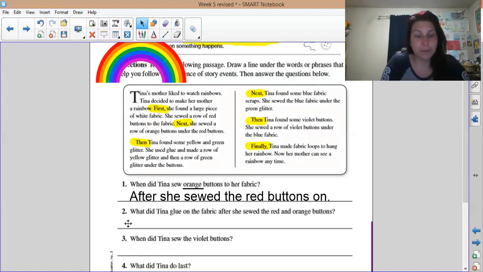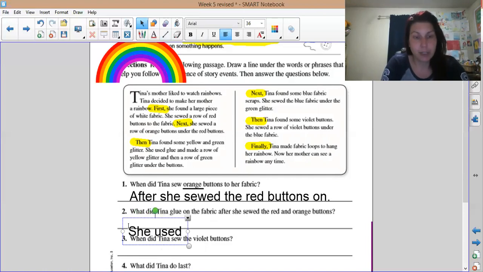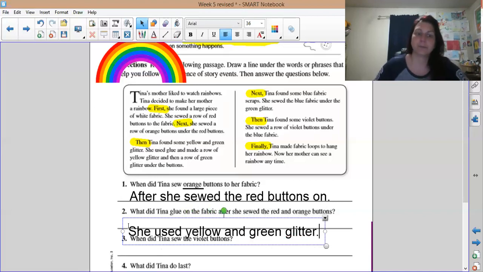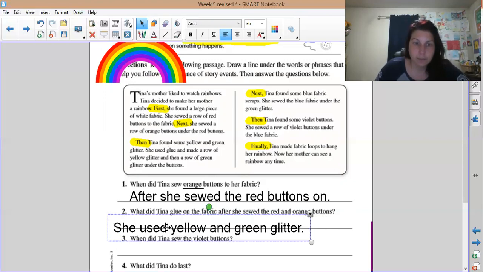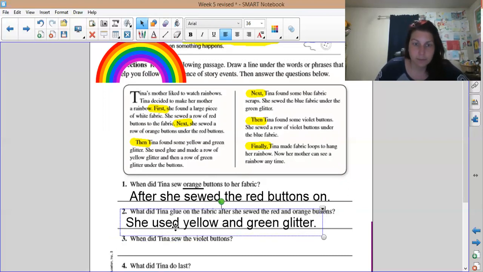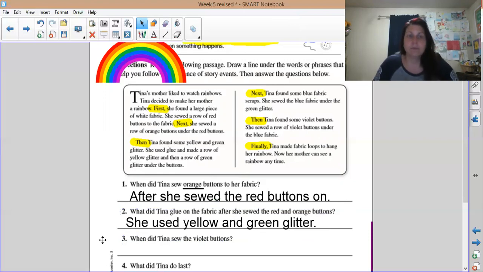Okay, so she used yellow and green glitter. So for her first 2 colors, buttons, her next 2 colors, glitter, very creative, I like it. Number 3, when did Tina sew the violet buttons?